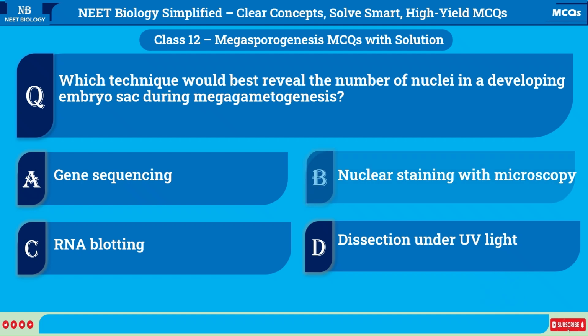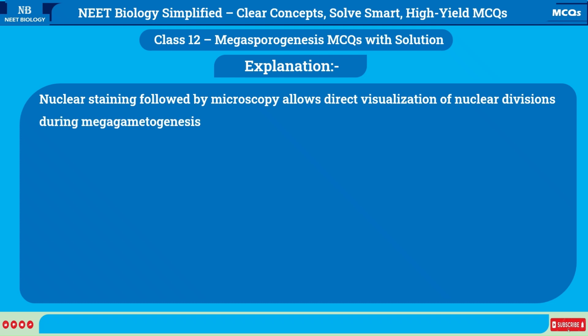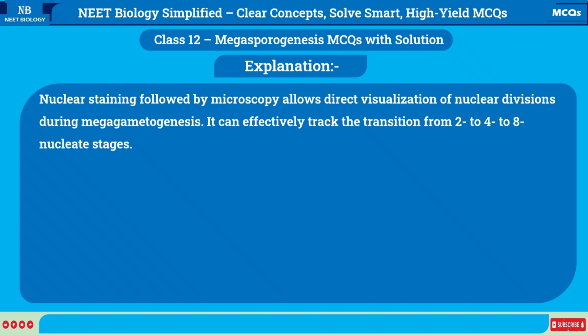Correct answer is B. Nuclear staining with microscopy. Explanation: nuclear staining followed by microscopy allows direct visualization of nuclear divisions during megagametogenesis. It can effectively track the transition from 2 to 4 to 8 nucleate stages.